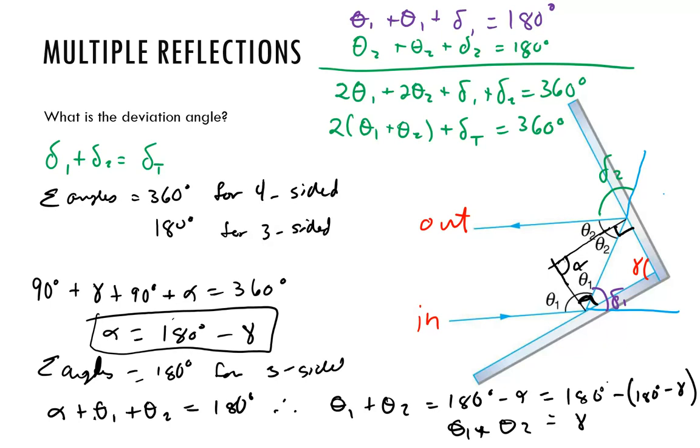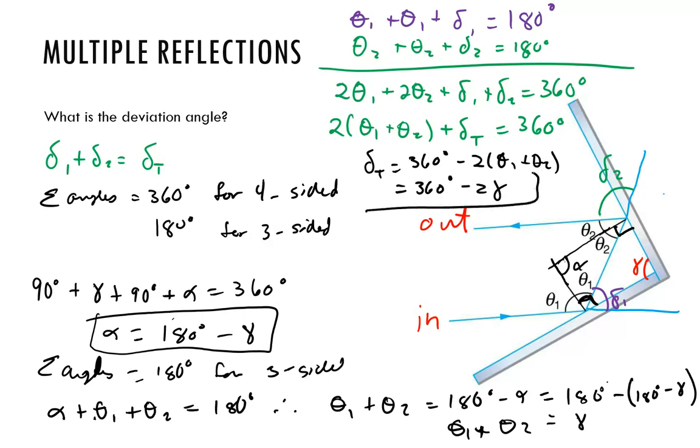So now I'm ready to answer my question. What's the total deviation angle? So there's the total deviation. So if it's a 90-degree angle, the deviation is going to be 360 degrees minus 2 times 90, 360 minus 180, leaves you 180 degrees, which means that it comes straight back the direction it came from. Offset a little in position, but going opposite direction.